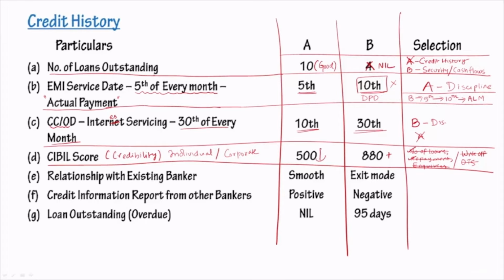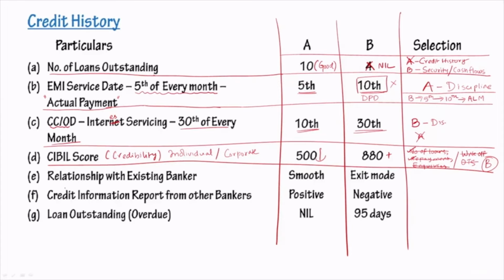So which customer will the banker prefer here? Is it 500 or 880? Obviously, the banker will be preferring customer B because he has a good credit score. It means he is maintaining his credibility in banking overall.